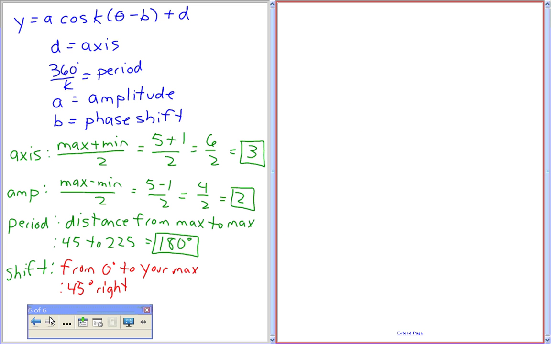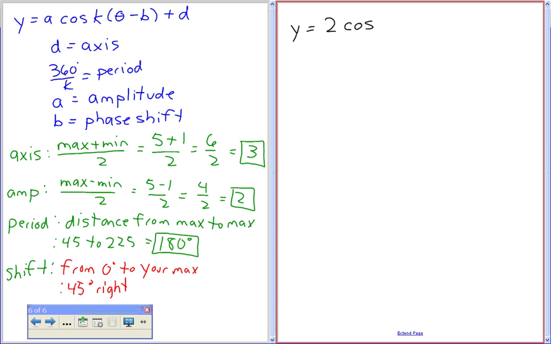Okay, so let's try and get an equation here now. I'm going to start with y equals. Okay, let's let a brave soul try and get me started here. What's the a in this case? All right, 2 is this. Cos. Okay, here's the difficult part. What's my k going to be? Sorry? 2, very good. How'd you get that?